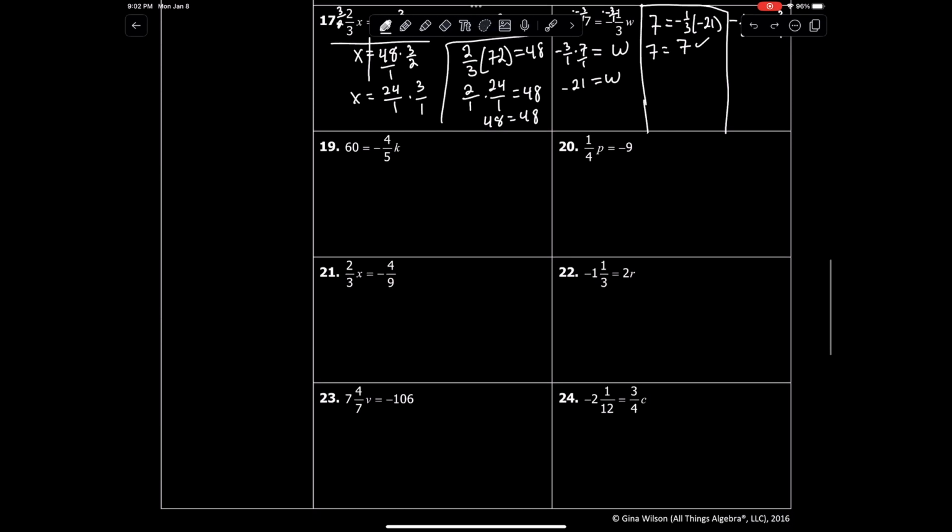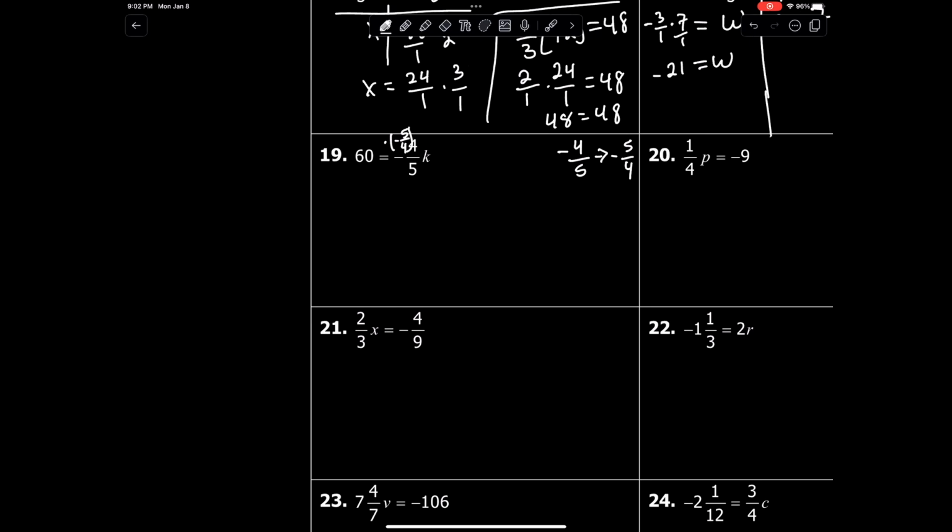Let's see. What would be a good one to do? I think 19 is a perfectly good example. So we have this negative 4/5. The reciprocal, if you want, just keep coming over here and say, hey, what's the reciprocal of negative 4/5? Well, we flip it around, negative 5/4. And that's what we're going to multiply by. We multiply this by negative 5/4.